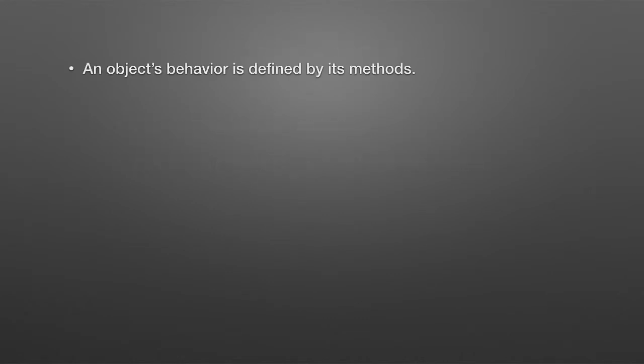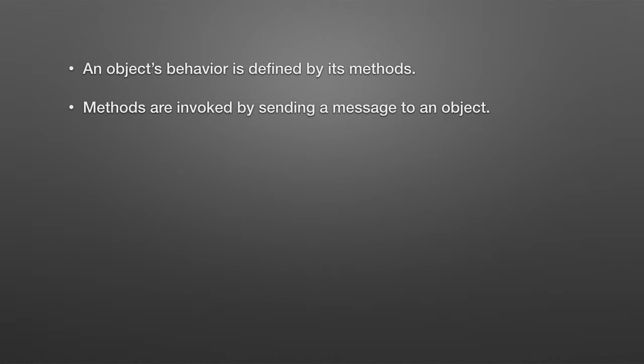Objective-C. An object's behavior is defined by its methods. In other words, its functionality is a set of methods. That's the terminology. Methods are invoked by sending a message to an object. In other words, you cause things to happen by message sending. Classes can also have methods. Effectively, they are also objects, but there's only one instance of a class. You can't have multiple instances of a class.